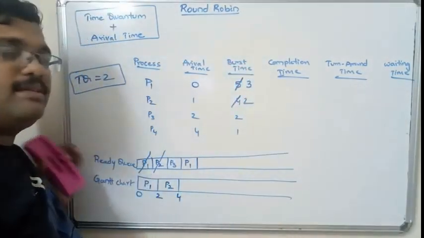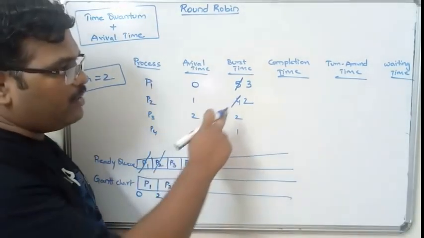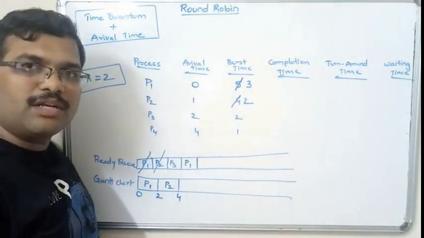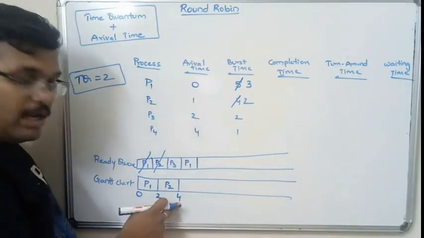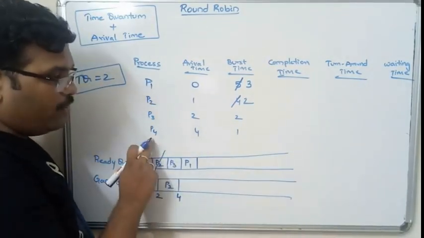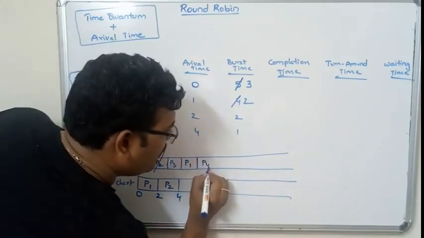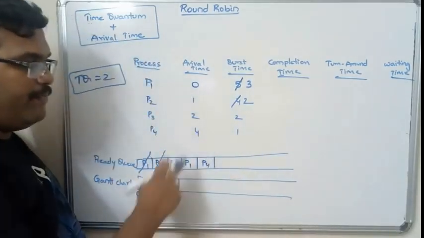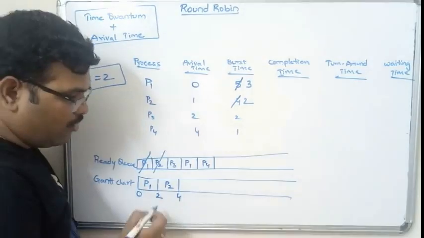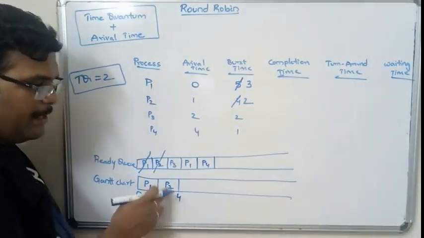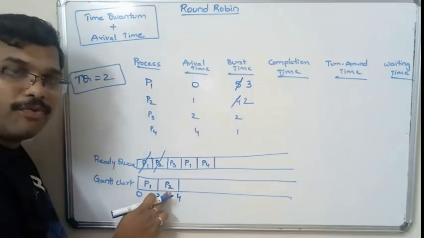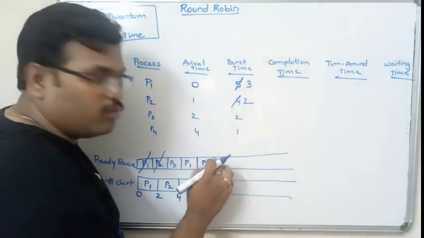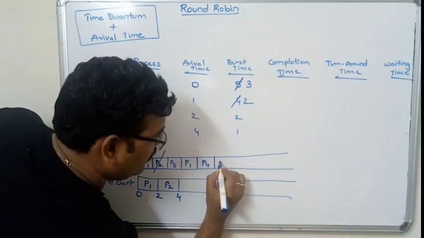So P2 still requires 2 milliseconds to complete its execution, right? At the time of 4, P4 is also available in the ready queue. Now after completion of the time quantum, P2 still requires 2 milliseconds, so P2 is removed from the CPU and moved to the ready queue.